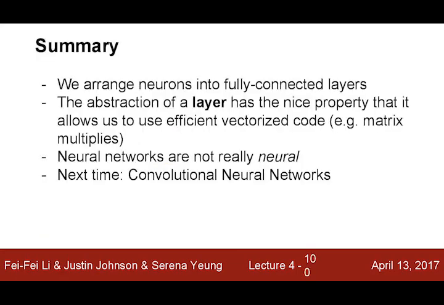서머리입니다. 뉴런을 fully connected 레이어로 연결합니다. 좀 더 어드밴스된 과정에 가면 partially connected 레이어도 존재합니다. 레이어의 abstraction은 우리가 효율적인 vectorized 코드를 사용할 수 있게 해줍니다. 뉴럴 네트워크는 생물학적인 뉴런에서 인스피레이션을 받았지만 실제 뉴런과는 다릅니다. 다음 시간에는 컨볼루셔널 뉴럴 네트워크에 대해서 다루도록 하겠습니다.